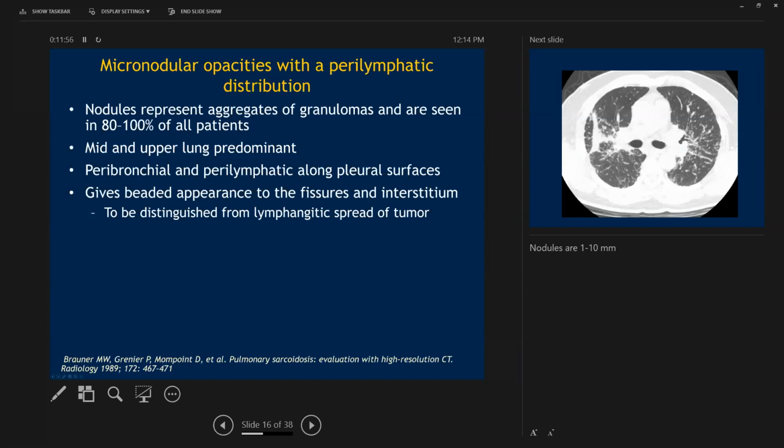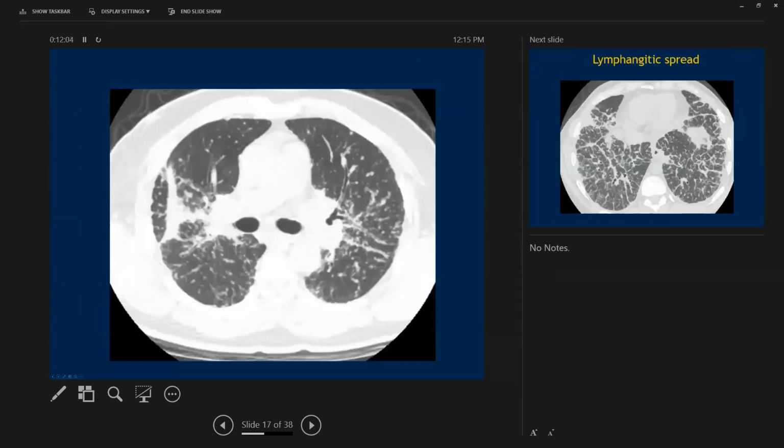Now, it can result in a beaded appearance to the fissures and the interstitium, and it's important to distinguish that from lymphangitic spread of tumor. And I'll tell you how we try to approach that. Now, this is a pretty classic example of a micronodular pattern, and here you can see along the peribronchovascular interstitium a lot of tiny nodules.